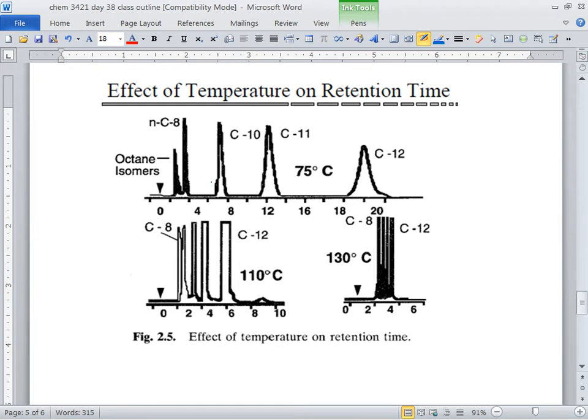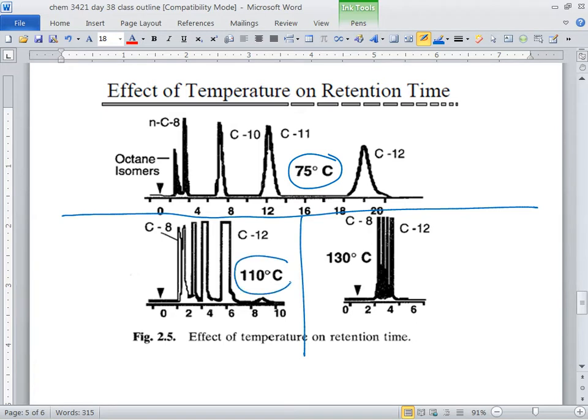Okay. Effect of temperature on retention time. There's a lot of information here, but I think the main things I want you to see, here's a chromatogram at 75. Here's a chromatogram at 110. Here's a chromatogram at 130. And that's all they're trying to get you to see. Forget about what the compounds actually are. Just realize, look at what happens as you crank up the temperature. Things elute what? Faster.